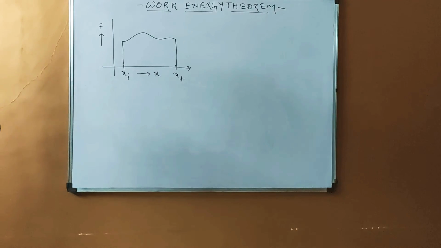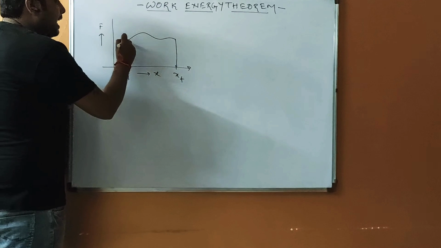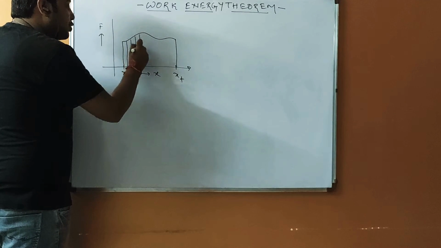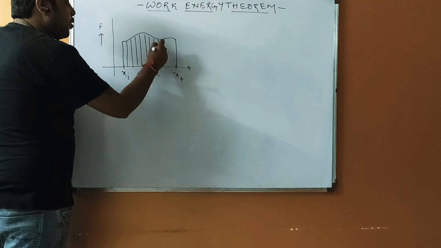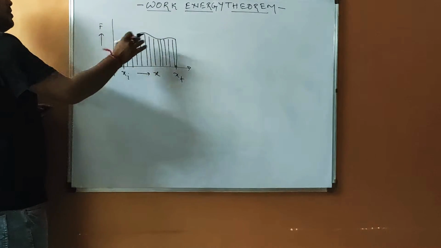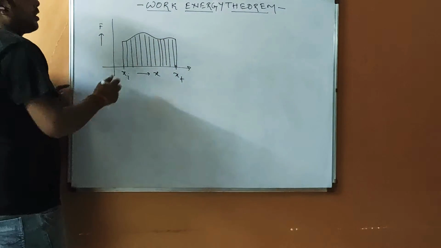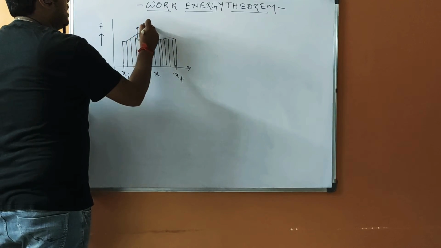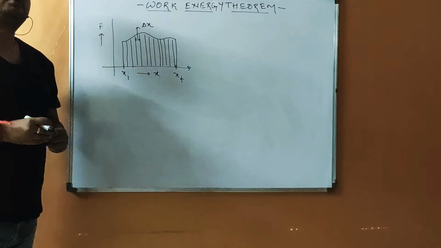Then how do we find the work energy theorem for this? What I will do, just have a look. I will divide the whole graph into small strips of equal length. All the strips are of equal length, though the force is variable here. Suppose the width of each strip is delta x.